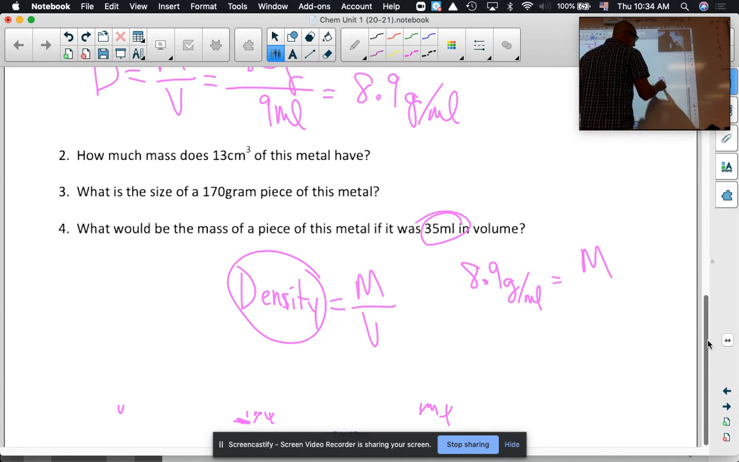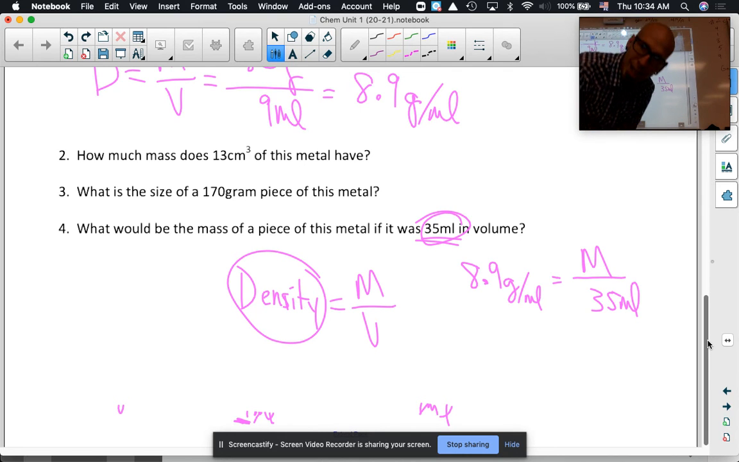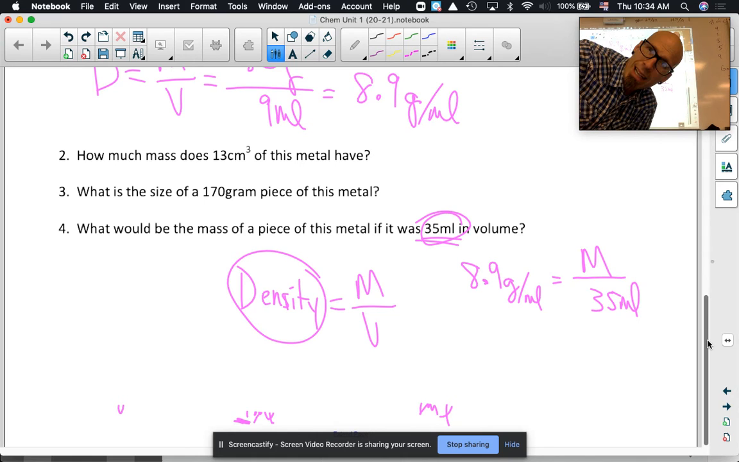What's the mass? Well, we don't know. We don't know how massive this piece is. How much volume does it have? 35 mLs. So what do we need? We need to isolate the m. We got to get the m by itself. Now, I know in math class they call that isolating the variable, and I know you've been doing this in math for like 3 or 4 years. So this is not the first time you've heard the expression isolate the variable. We got to get the m by itself, and that's our answer.